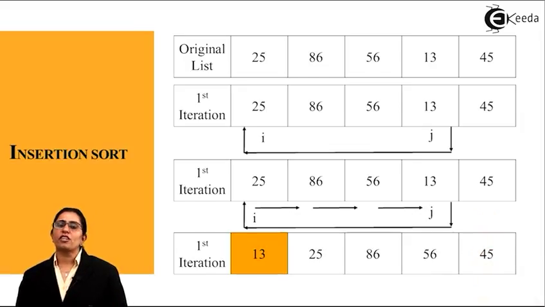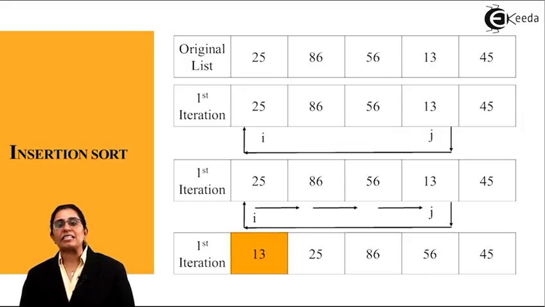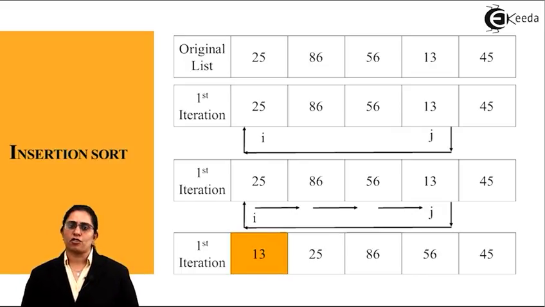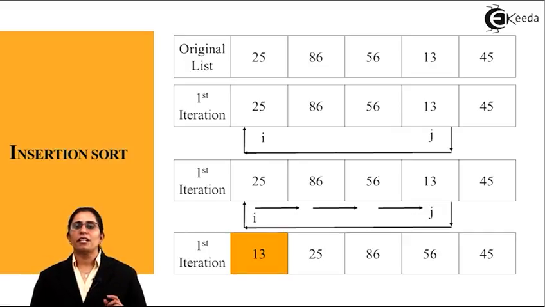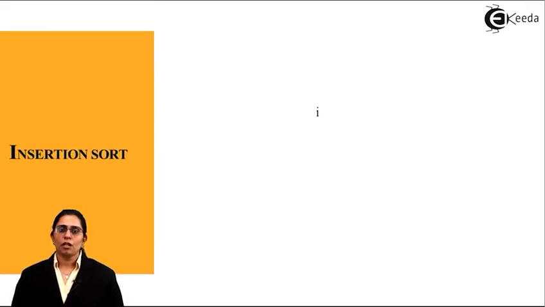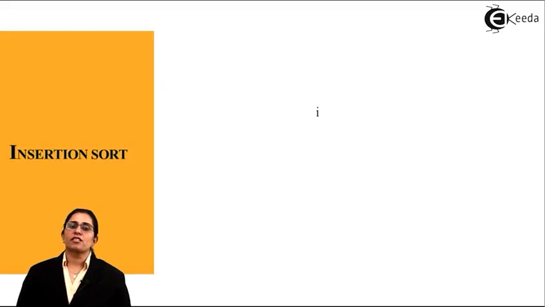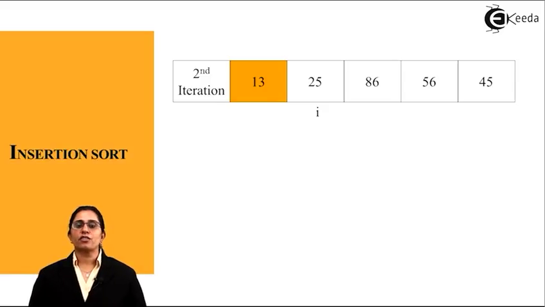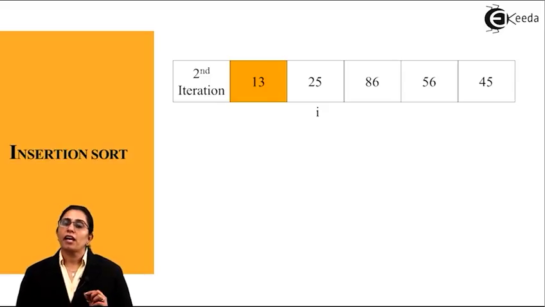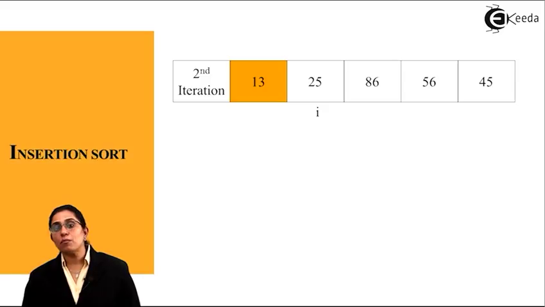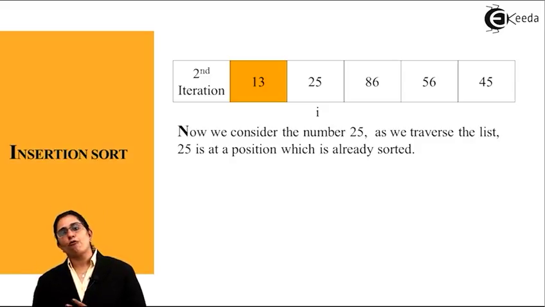Now after the first iteration, when I am shifting the elements, my array becomes 13, 25, 86, 56 and 45. Now we see that after my first iteration, my first sorted element is fixed at the first location, that is at the value of i. So after my first iteration, this list becomes my input for my second iteration. In the second iteration, you will see the value of i is now at the location of 25. So my sorted list has one element and my unsorted list has 4 elements.